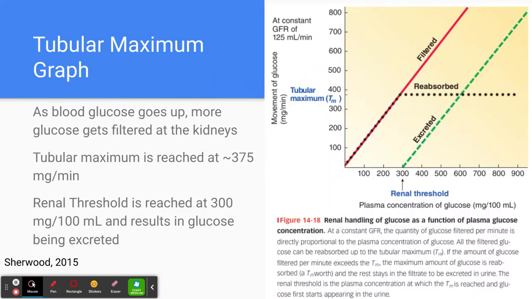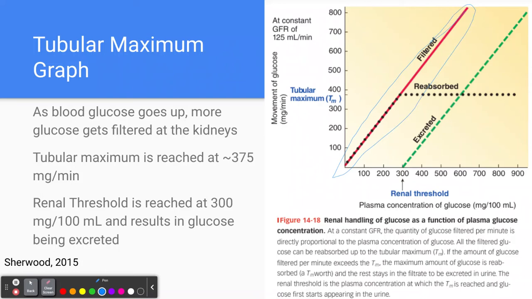So next I want to go through this tubular maximum graph that also shows renal threshold. What you're seeing here is a clear linear relationship. Let me grab a different color here. Here is our linear relationship that I'm mentioning, this line here that I'm circling.